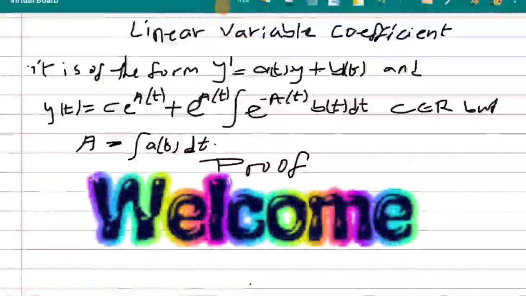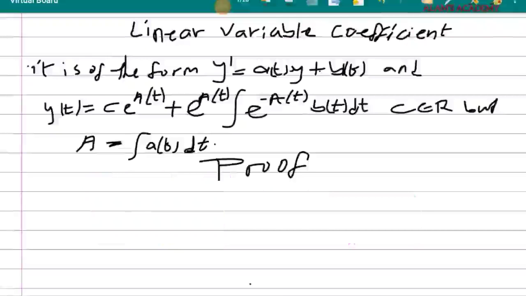In today's tutorial we shall be looking at the linear variable coefficient of the ordinary differential equation. In the previous video we have looked at the introduction to ordinary differential equation. So in this one we shall be looking at the linear variable coefficient.